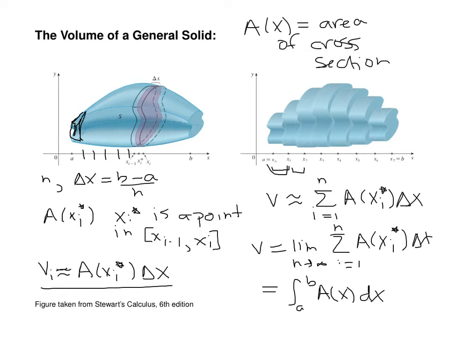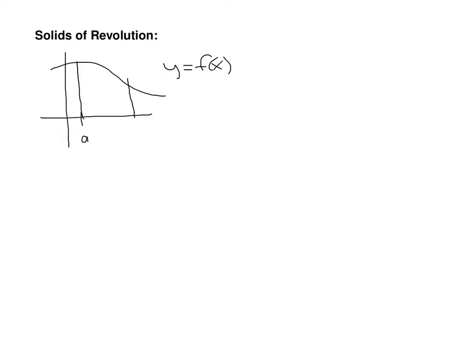So next we'll talk specifically about solids of revolution, what those are, and how we apply this idea to those specific solids. For solids of revolution, suppose we have a curve y equals f of x, but we care about this curve between some a and some b. Now, how you obtain a solid of revolution is you take this area underneath that curve and you rotate it about an axis. We'll rotate this one about the x-axis.